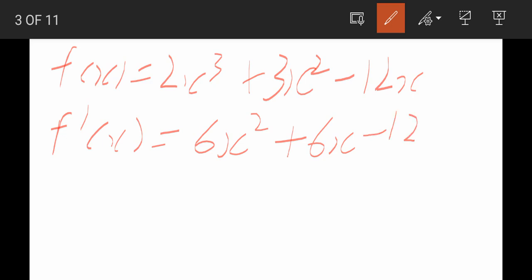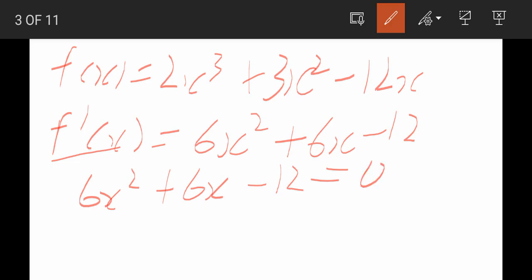But then we know we are calculating the coordinates of the turning points, so our gradient needs to be equal to 0, because at stationary points our gradient is 0. Then here, if you check, we have a common factor of 6. That means we can divide everything by 6. Dividing everything by 6, we are left with x squared plus x minus 2 equal to 0. Then what are we supposed to do here?